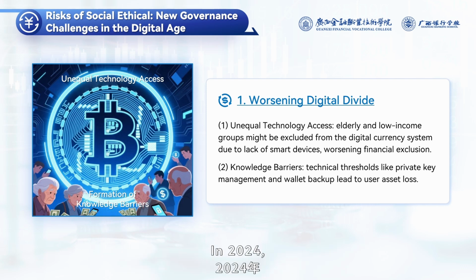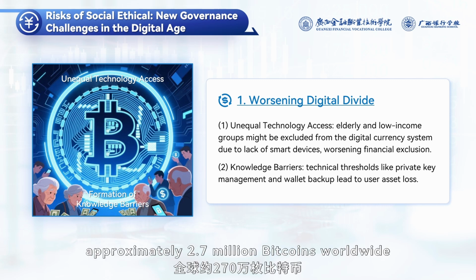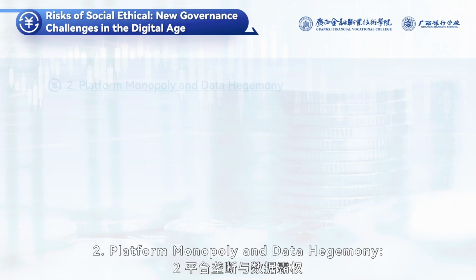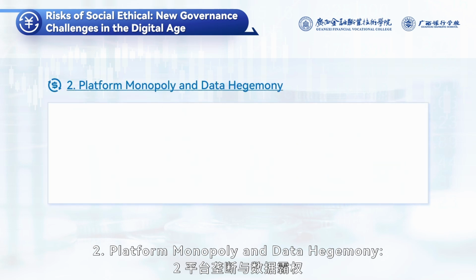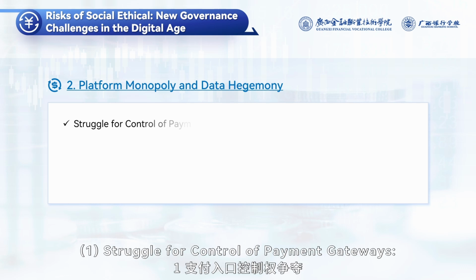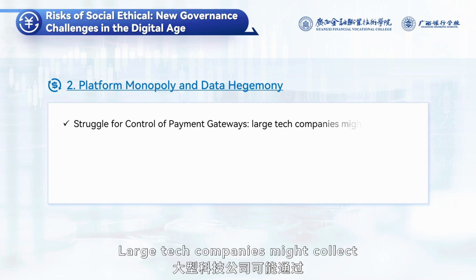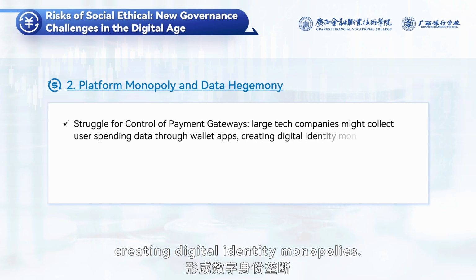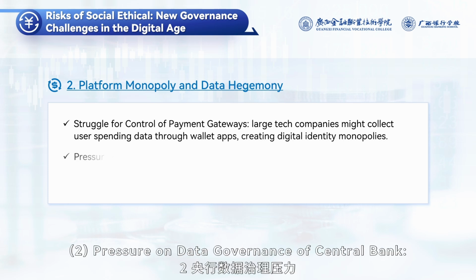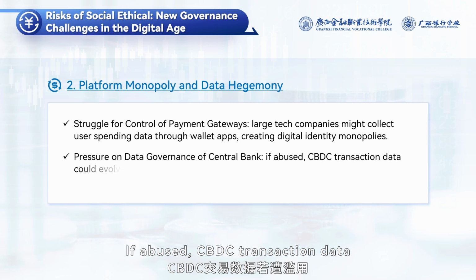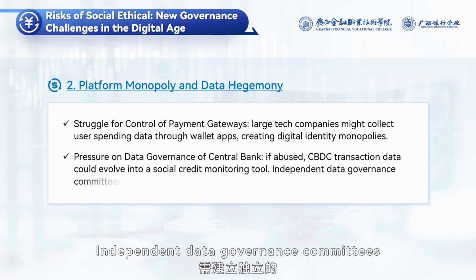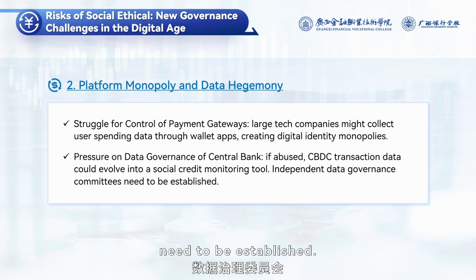In 2024, approximately 2.7 million Bitcoins worldwide were permanently locked due to key loss. 2. Platform monopoly and data hegemony. 1. Struggle for control of payment gateways. Large tech companies might collect user spending data through wallet apps, creating digital identity monopolies. 2. Pressure on data governance of central bank. If abused, CBDC transaction data could evolve into a social credit monitoring tool. Independent data governance committees need to be established.